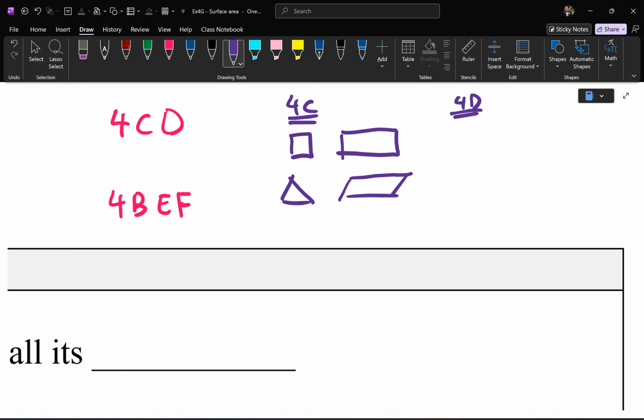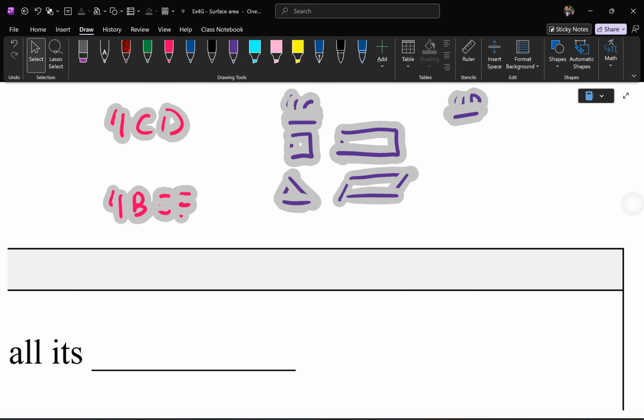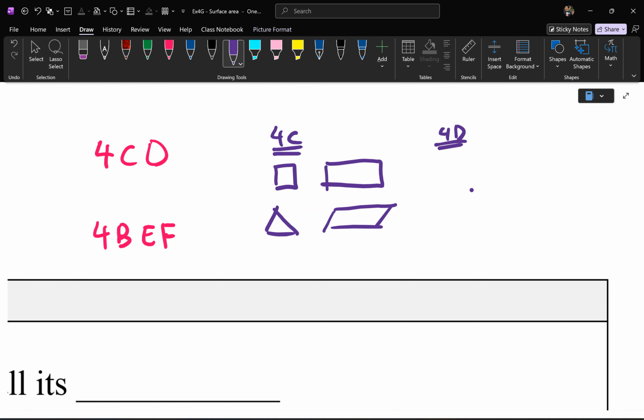4D, there were 3 special shapes. Name me one. So we had square, rectangle, triangle, parallelogram. What am I missing? 3 special shapes. Good. We have a rhombus, which kind of looks like a parallelogram. The only difference is all the sides are the same. So think of it as a square tilted. So this one is a rectangle tilted. This one is a square tilted, right?